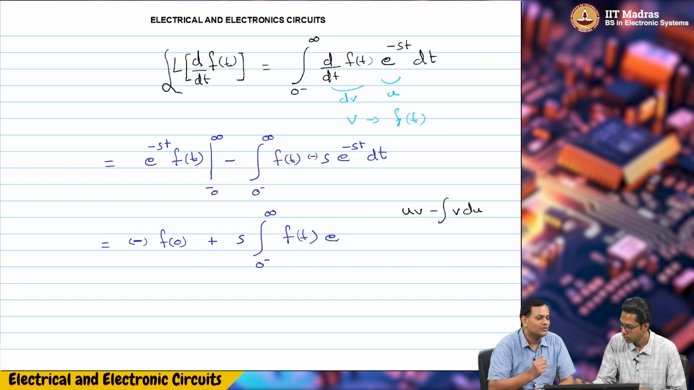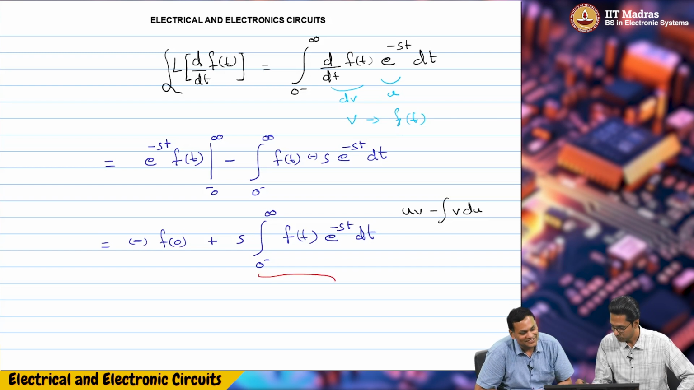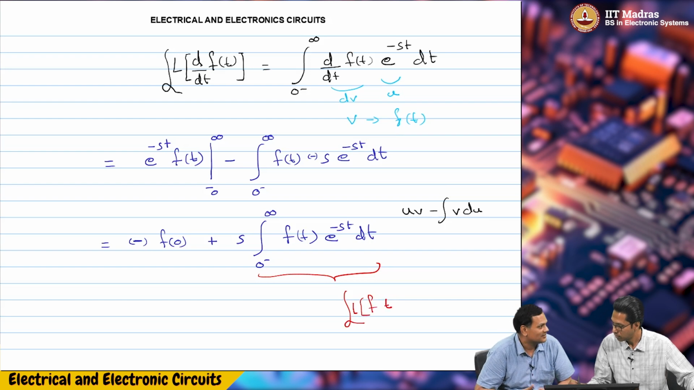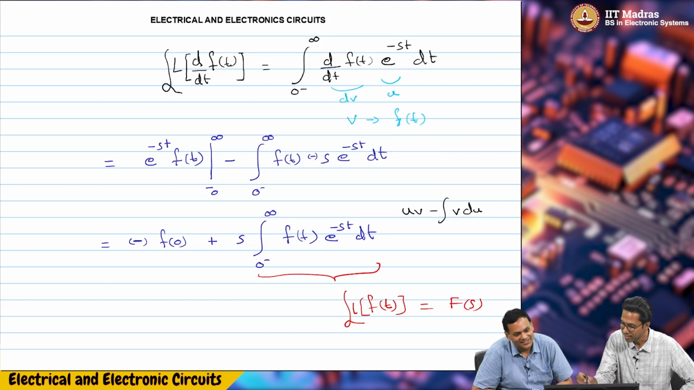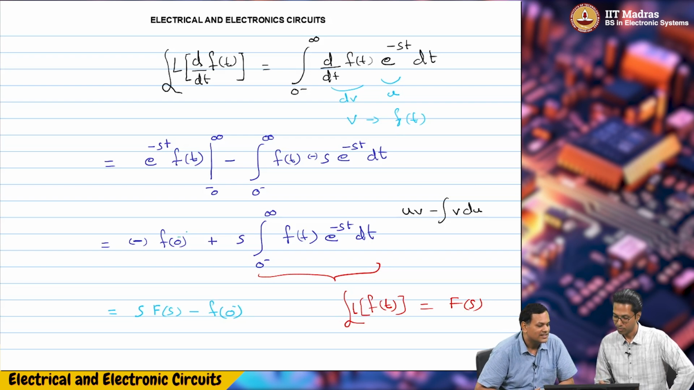The remaining integral of f of t times e power minus st is just the Laplace transform of f of t. This is the very familiar thing now. So this is the same as capital F of s. So I just have to do s F of s and subtract f of 0 minus.